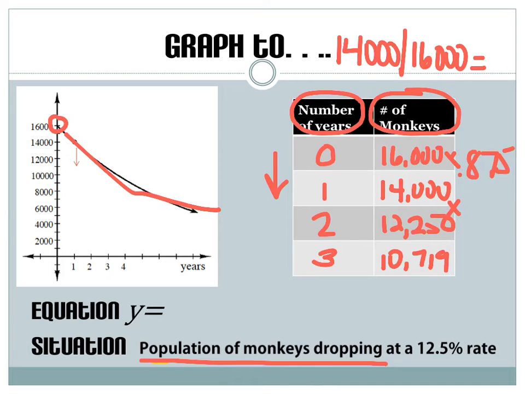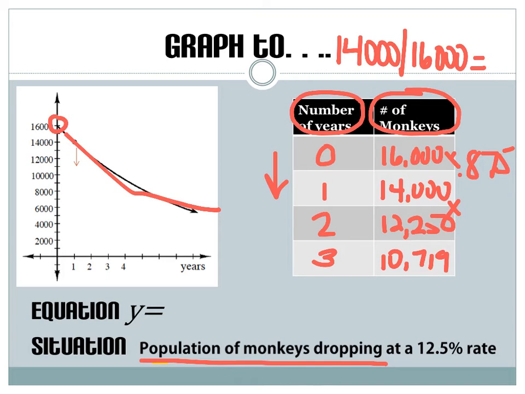So I multiplied 0.875 times 14,000, and I got 12,250, and then I multiplied by 0.875 one more time, leaving me with 10,719. I am rounding to the nearest monkey. So whenever you're looking at these situations, you have to make sure you round in a way that makes sense.